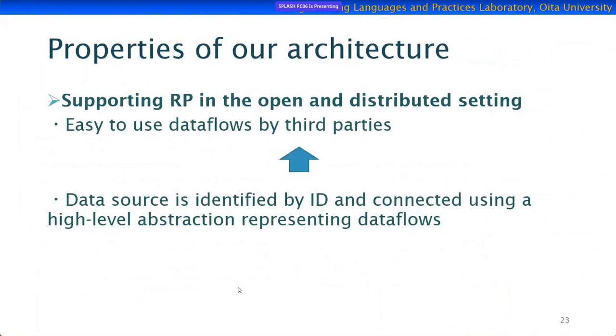Now, I summarize the properties of our architecture. It supports reactive programming in the open and distributed setting. We consider that our system makes it easy to use data flows developed by a third party, including legacy ones, to construct another data flow over them. This is because the data source is identified by its ID and connected using a high-level abstraction representing data flows.